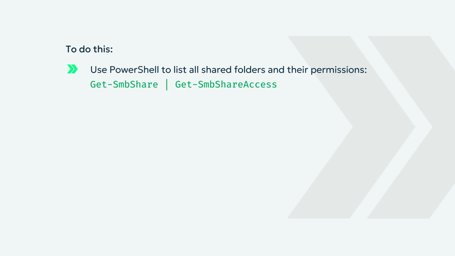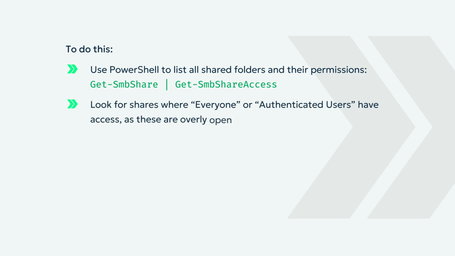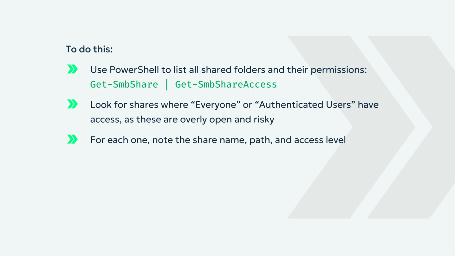Get-SmbShare, pipe, Get-SmbShareAccess. Look for shares where Everyone or Authenticated Users have access. These are overly open and risky. For each one, note the share name, path, and access level.